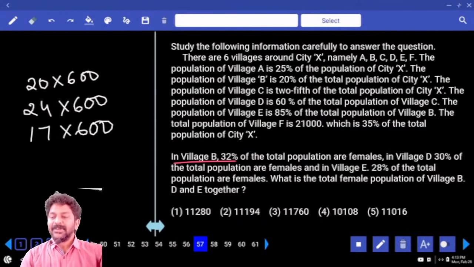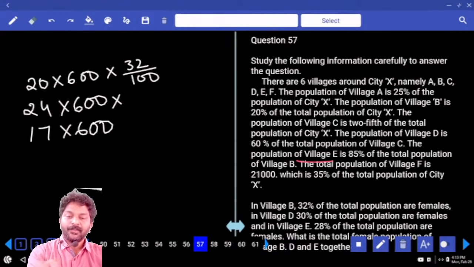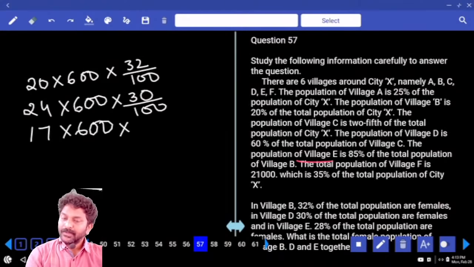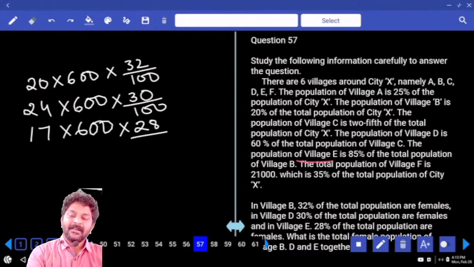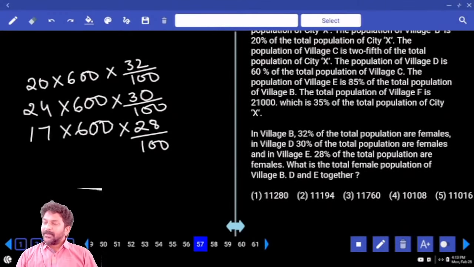Clear? So now see, in village B, female are 32%. That means into 32 by 100 only. Next, into 30 by 100, into 28 by 100. Clear? Still two options are there.